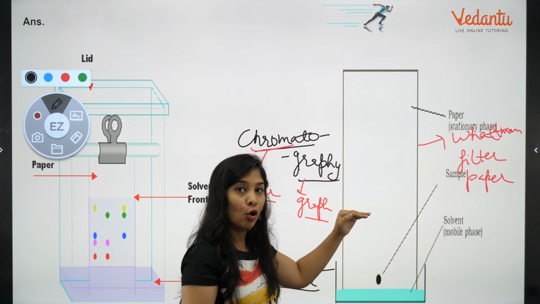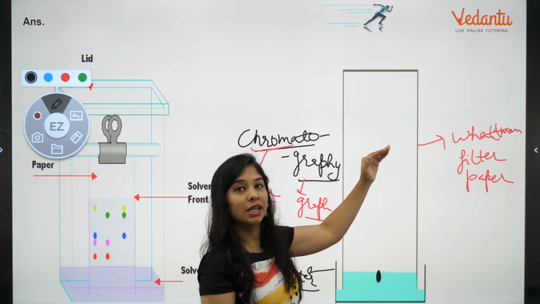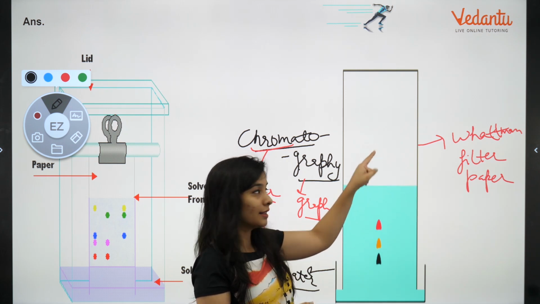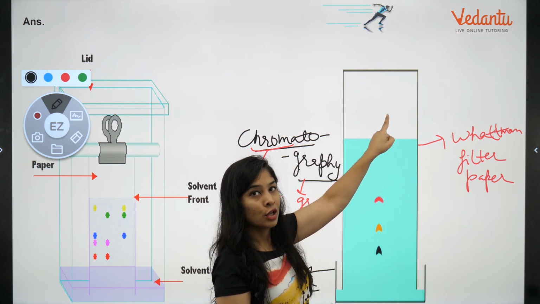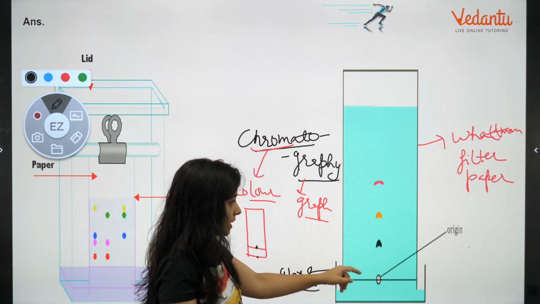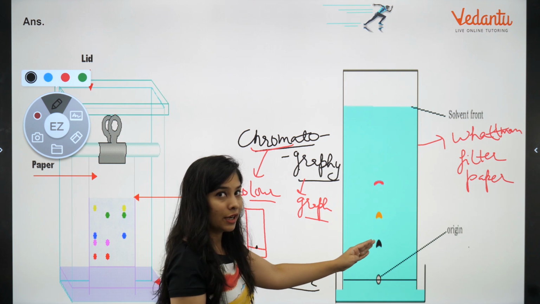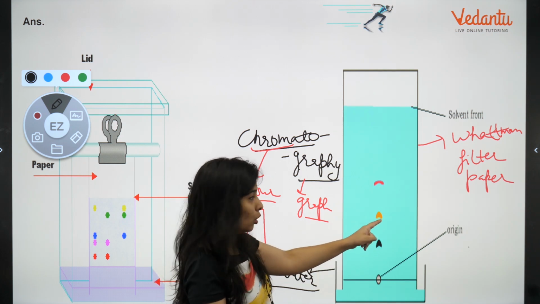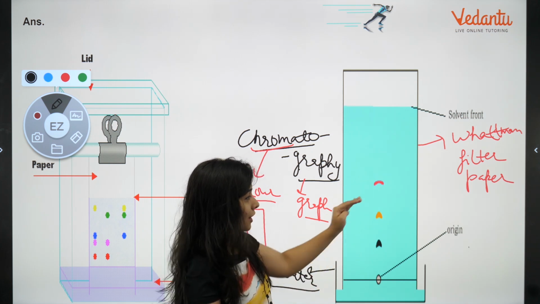Why? Because all of that have different solubility towards water. So जो सबसे ज़्यादा soluble होगा water के साथ, that will rise more. जो सबसे कम soluble होगा, that will rise less. So in this you have seen they are getting 3 different colored components. One is black, one is yellow, and one is red, and different heights.